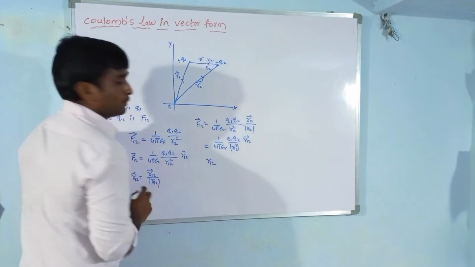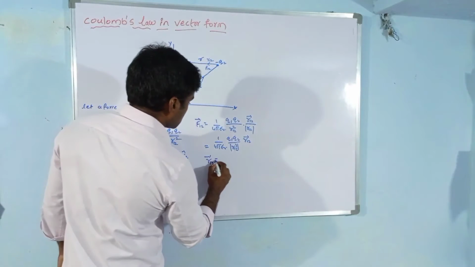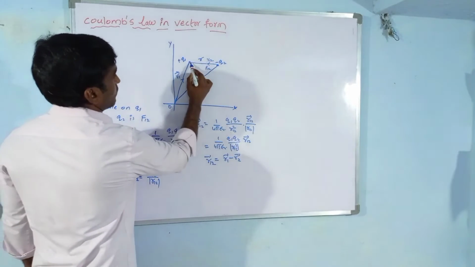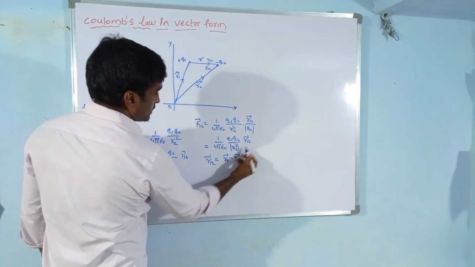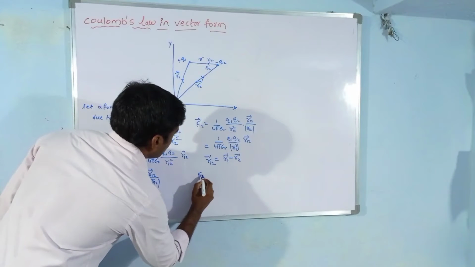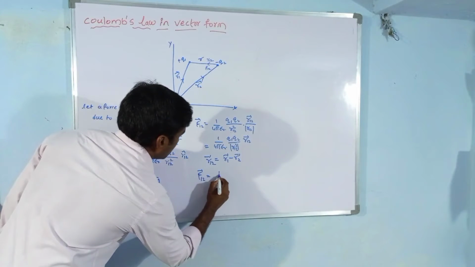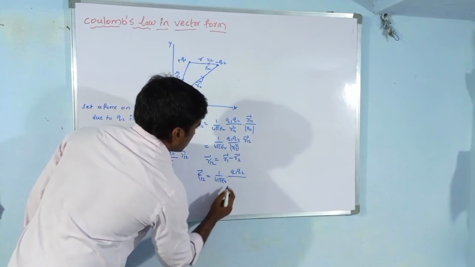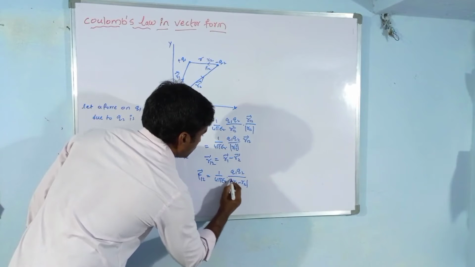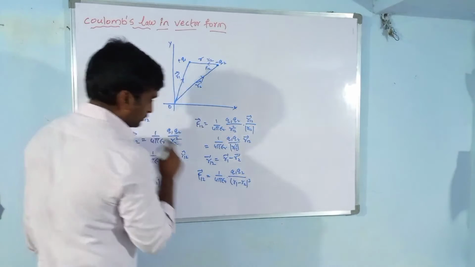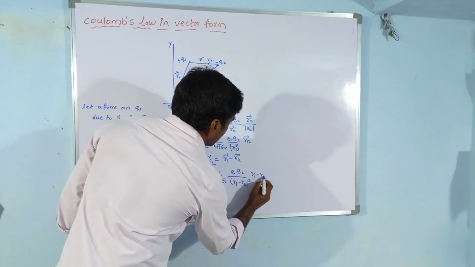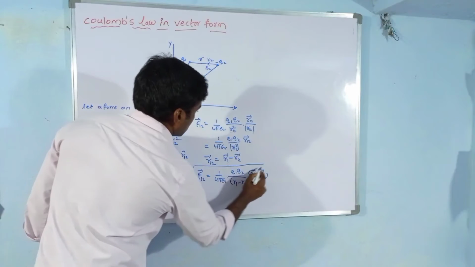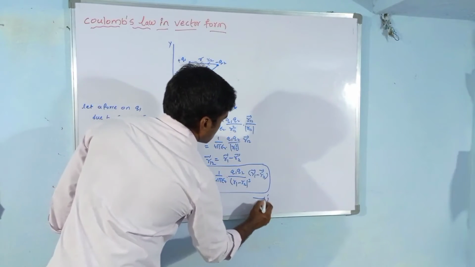Actually, what is r12 vector? r12 is r1 minus r2. When we substitute this in the equation, we get F12 equal to 1 by 4 pi epsilon naught q1 q2 by magnitude of r1 minus r2 whole cube, into r1 minus r2. So this is F12. This is equation 1.